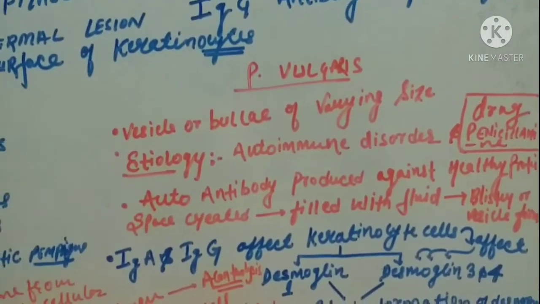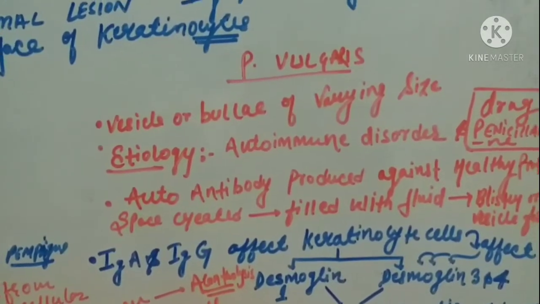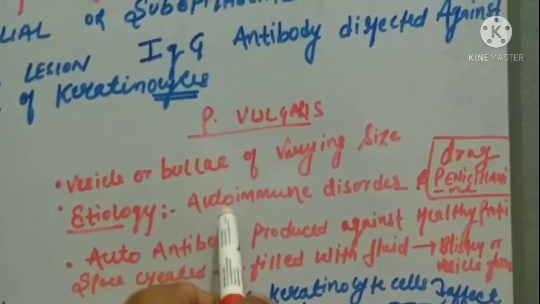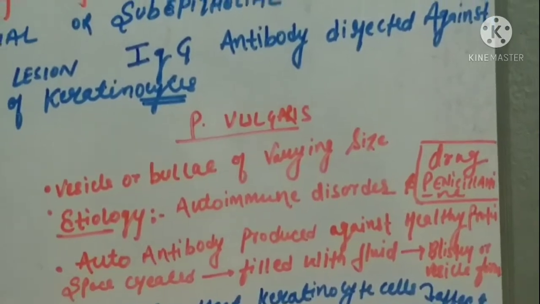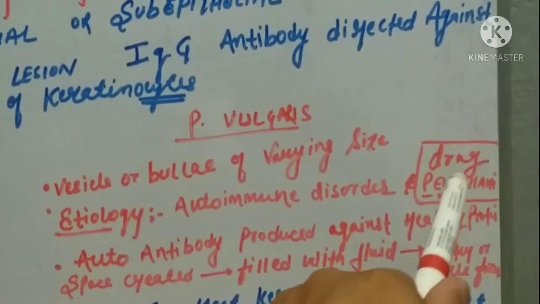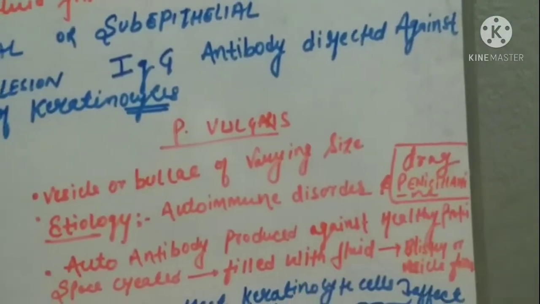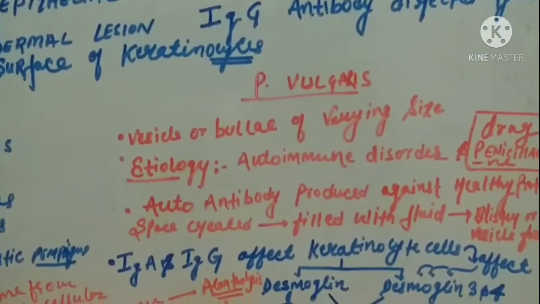Now the etiology. What are the etiological factors? One etiological factor we have discussed is the autoimmune disorder. Every student will be writing about the autoimmune disorder. If you write a drug that is associated with pemphigus vulgaris, then you will fetch more marks. So the drug penicillamine is one which is associated with pemphigus vulgaris.